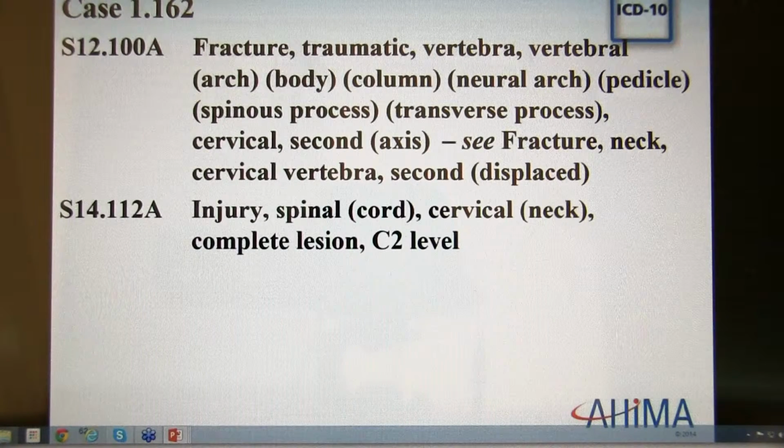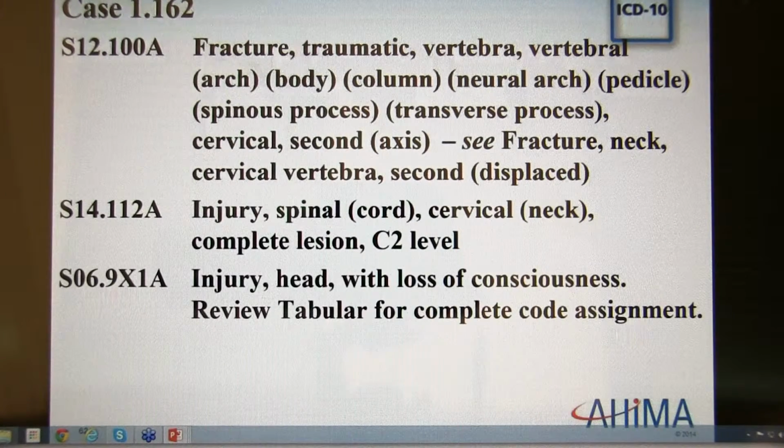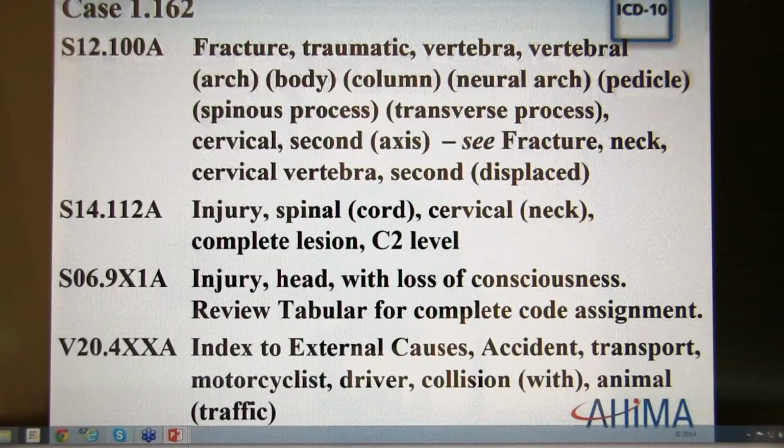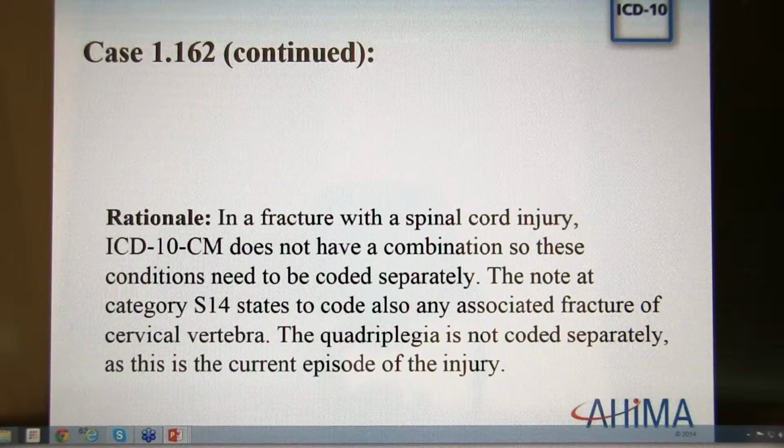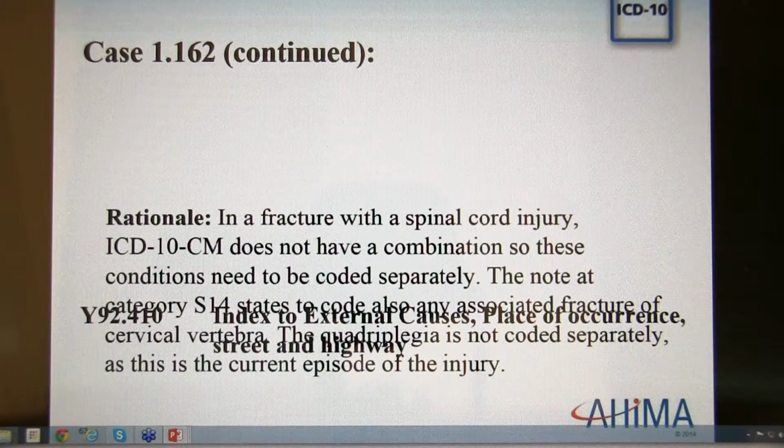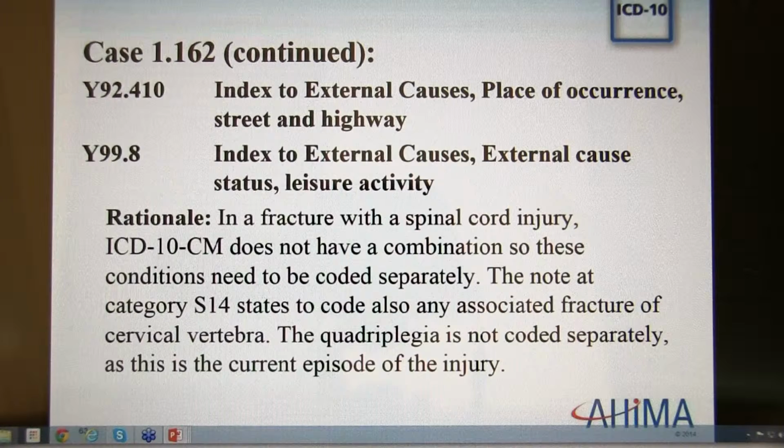Obviously, you can have a fracture of the vertebra without having a spinal cord injury. Since we did, we're going to report that separately. Our third diagnosis is going to be for that loss of consciousness. And then we're going to start reporting the codes on what caused this. So they were a transport motorcyclist driver collided with an animal. And then we're also going to code the place of occurrence, which was a street or highway, and that this patient was driving leisurely on their motorcycle. They weren't driving their motorcycle for work or as part of military action.